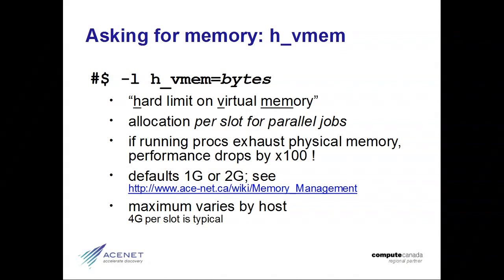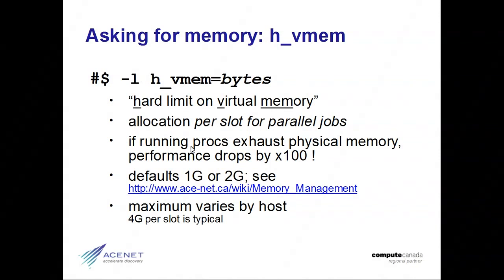And the specification here is -l h_vmem. It does understand the usual suffixes like G for gigabytes and M for megabytes. Gigabytes is usually the way you'll be thinking of these things. And the h here, like the h in h_rt, stands for hard limit. The h here stands for hard limit and virtual memory. If your program tries to allocate more memory than it asked for from Grid Engine, then it will be killed.